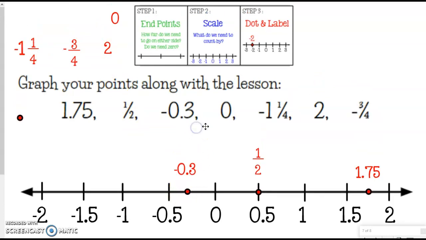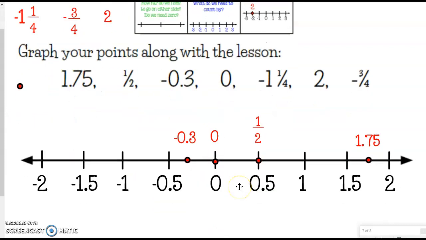The next number is super simple. It's just 0. We know where that goes. It goes right in the middle. Make sure, again, you still need a dot and label because those top numbers represent the numbers we're actually graphing. The bottom just represents our scale. So we still need to put our dot and label for both of these, even though they're a part of our scale. All right, just a couple more.